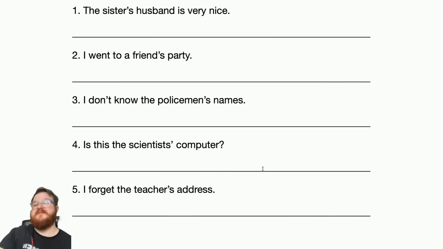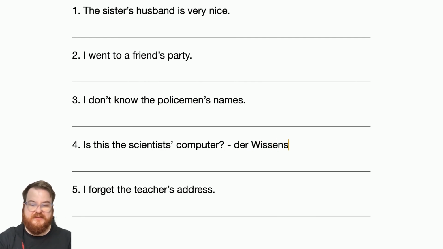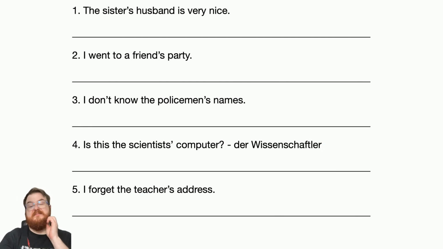I will read the 5 sentences for you now, give you a chance to pause the video, and then reveal the answers. Number 1, the sister's husband is very nice. Number 2, I went to a friend's party. Number 3, I don't know the policemen's names. Number 4, is this the scientist's computer? The word scientist, by the way, is der Wissenschaftler. If it's masculine, you could also make it feminine, die Wissenschaftlerin. And number 5, I forget the teacher's address.